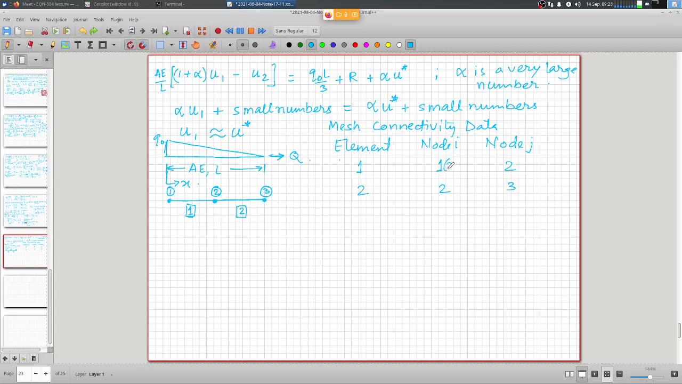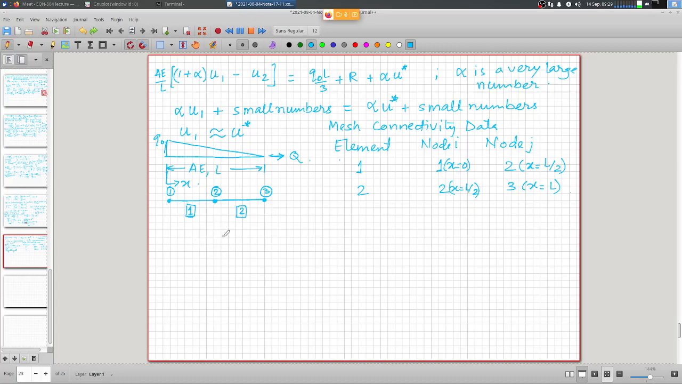So this is x is equal to 0. This one is x is equal to L by 2. The nodes are defined by their coordinates. X is equal to L. Right? So again, the process is exactly identical. The governing differential equation remains the same. It's just that the weighted residual statement is given as a sum of the weighted residual statements over two elements.